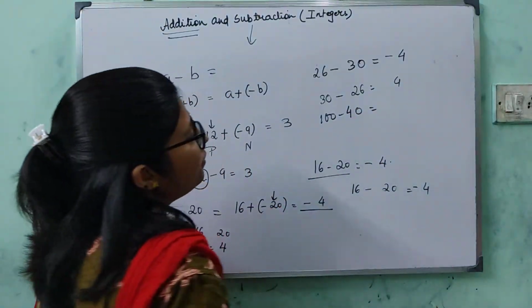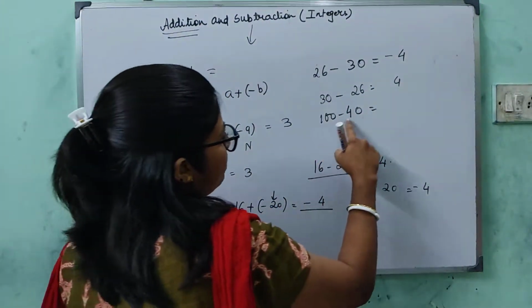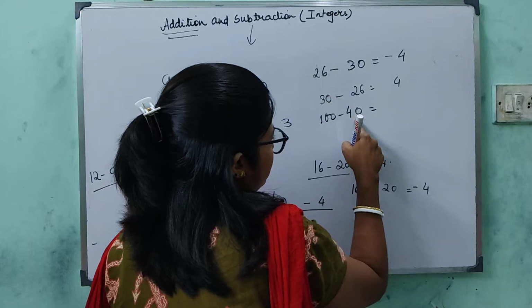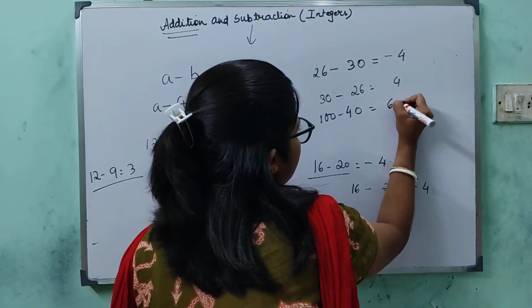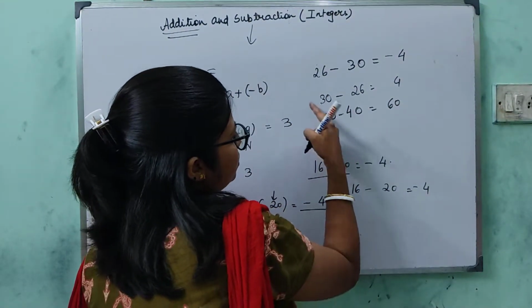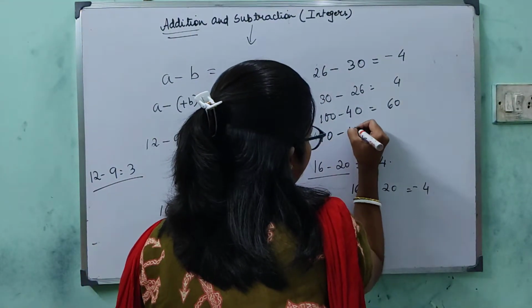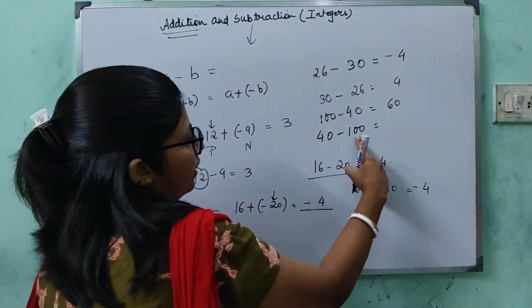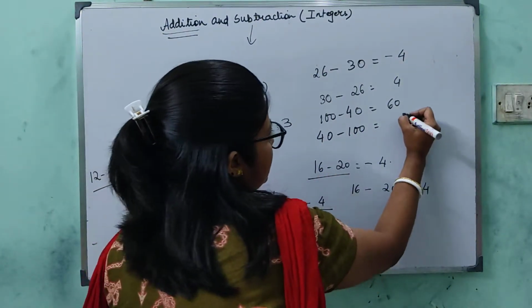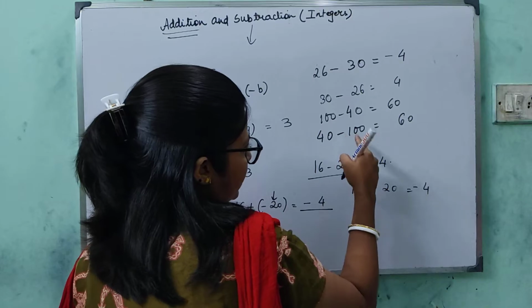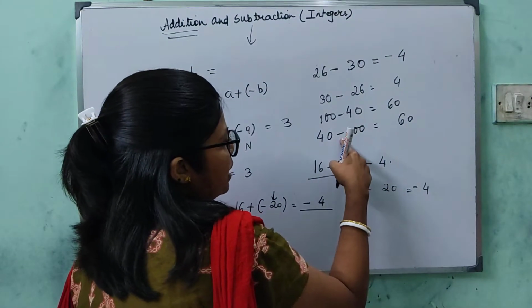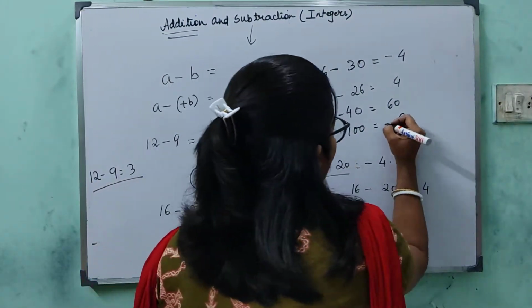Okay. Similarly, let's do 100 minus 40. 100 is one number, 40 is one number, so the difference is 60. 100 is greater, the sign before 100 is positive, so positive. But if I do 40 minus 100, the difference is 60. Now 100 is more than 40, so what is the sign before 100? It is having a negative sign, so negative.